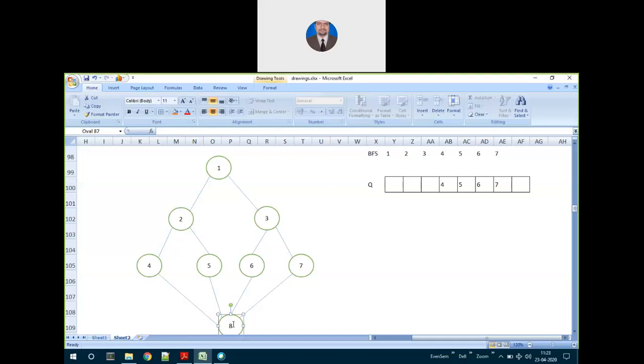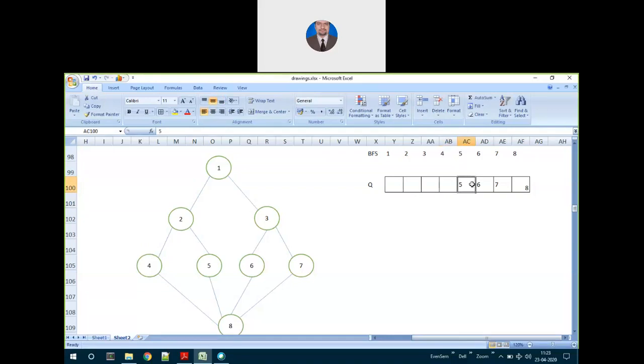Since 8 is a new vertex, I will add it into my BFS as well as insert it into my queue. Now from 4, I visited 8. Is there anything left from 4? No, all the adjacent vertices are covered. That means 4 is also explored. Since it is explored, I will remove it from the queue. Now, what are the remaining?